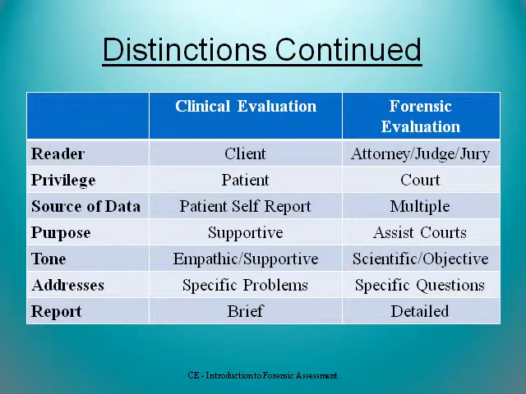So the distinctions can be broken down thusly. The reader in a clinical evaluation is often the client, but in a forensic evaluation, it's going to be the judge, jury, and attorney. So you're going to be writing in a completely different way. Privilege, in the clinical evaluation, it's often the client or the patient. It's often the court in the forensic evaluation.